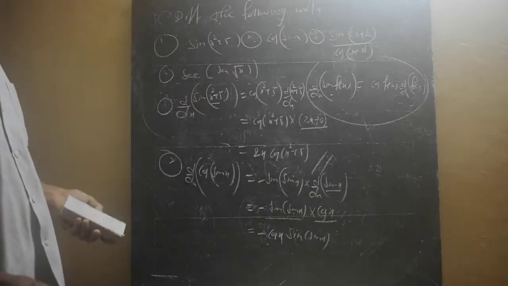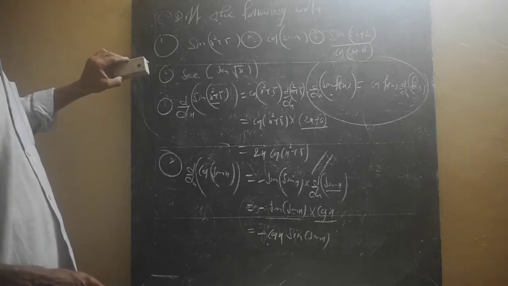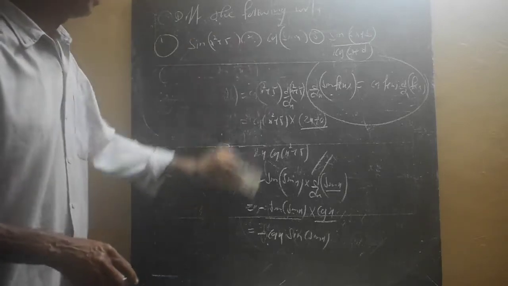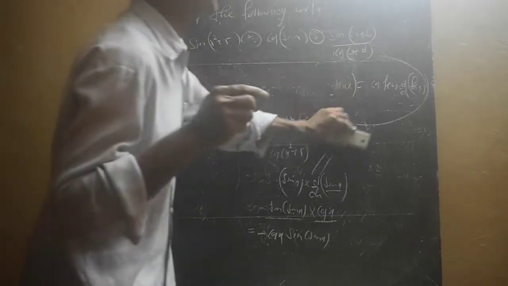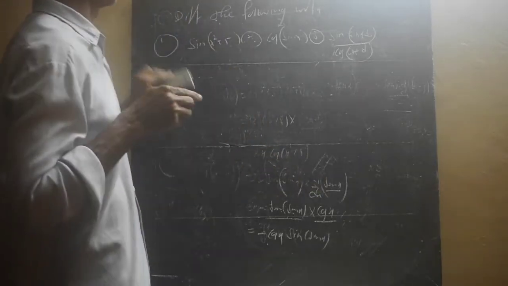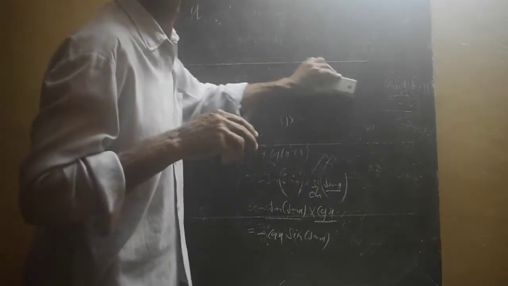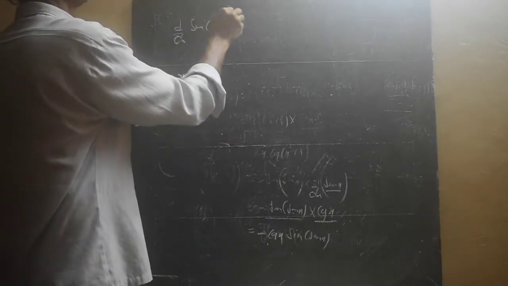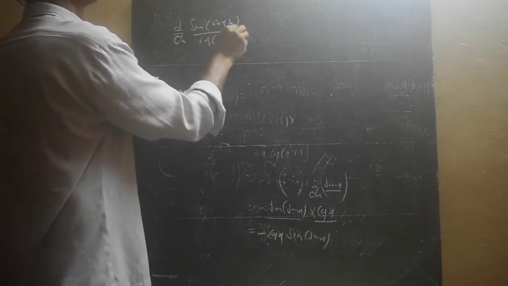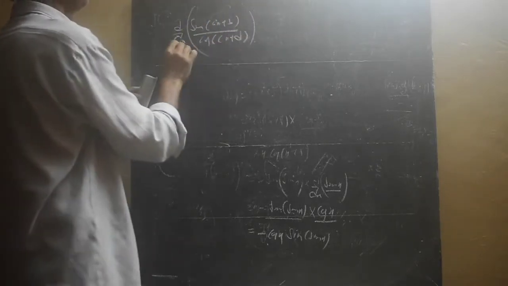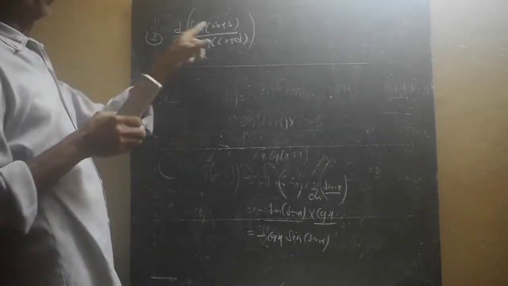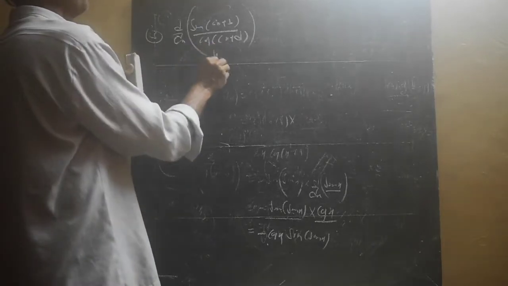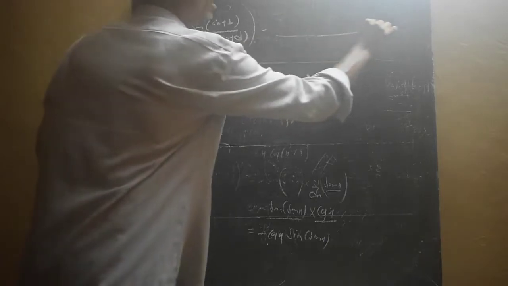Okay. Now, third one, sin of ax plus b upon cos of cx plus d. Differentiate with respect to x means you have to take d by dx of sin ax plus b upon cos cx plus d. It is in the quotient form. Is it not? Numerator is a function of x, denominator is also a function of x, therefore it is a quotient, in the form of u by v.